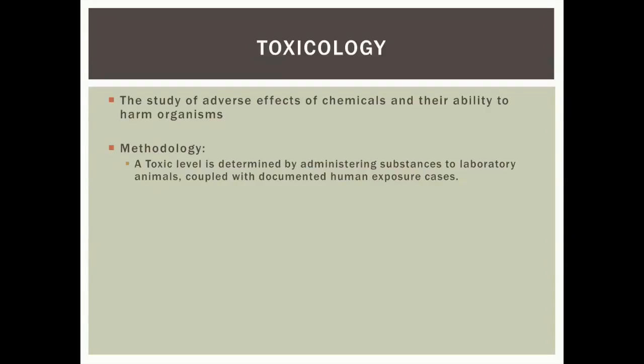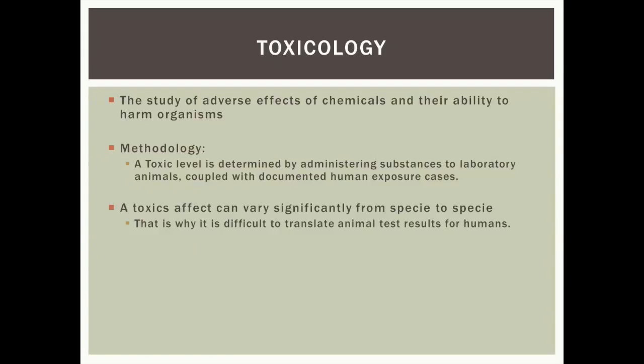In order to determine whether or not a substance is toxic, the substances are administered to laboratory animals, coupled with documented human exposure cases. One complication is that toxic effects can vary significantly from species to species. Some common laboratory animals used for testing are rats, rabbits, guinea pigs, and hamsters.